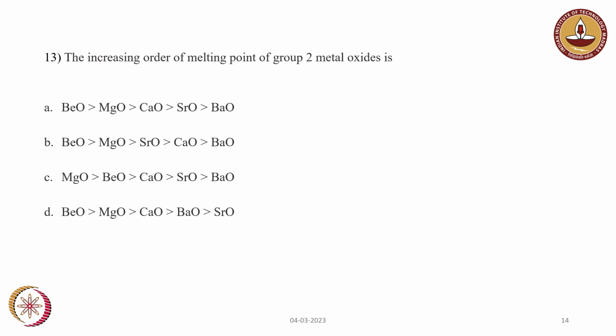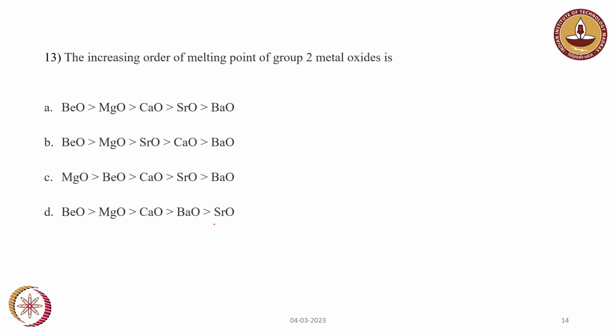Next question is, the decreasing order of melting point of group 2 metal oxides is: option A is beryllium oxide greater than magnesium oxide, greater than calcium oxide, greater than strontium oxide, greater than barium oxide. B is beryllium oxide greater than magnesium oxide, greater than strontium oxide, greater than calcium oxide, greater than barium oxide. Option C is magnesium oxide greater than beryllium oxide, greater than calcium oxide, greater than strontium oxide, greater than barium oxide, and option D is beryllium oxide greater than magnesium oxide, greater than calcium oxide, greater than barium oxide, greater than strontium oxide.